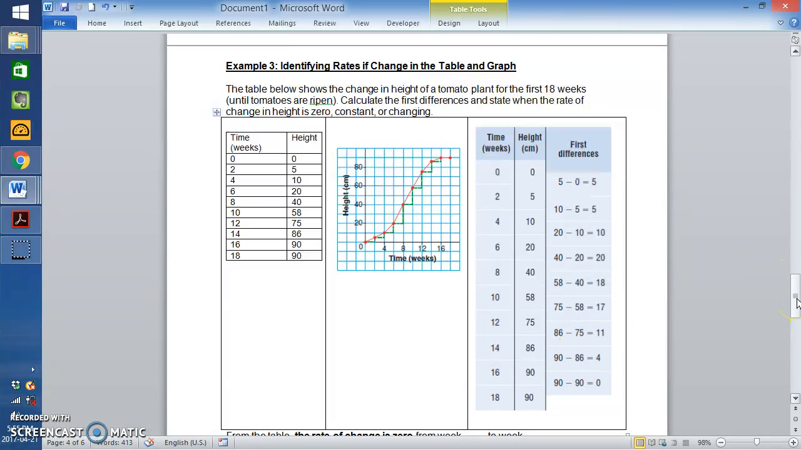Remember to complete the table, to differentiate when the rate of change is constant, when it is 0, and when it is changing, how that will look on the table, and how it will be represented on the graph.